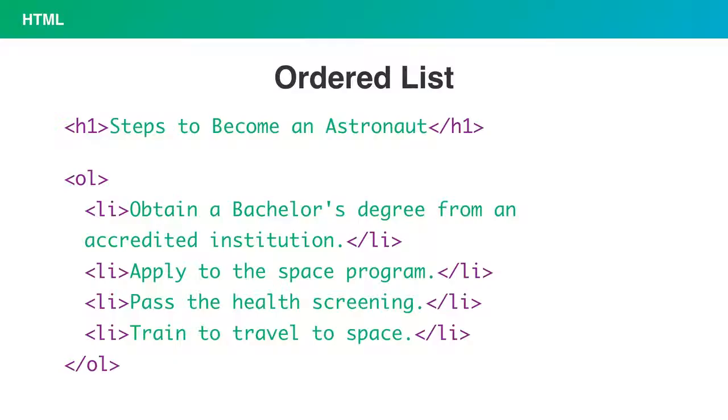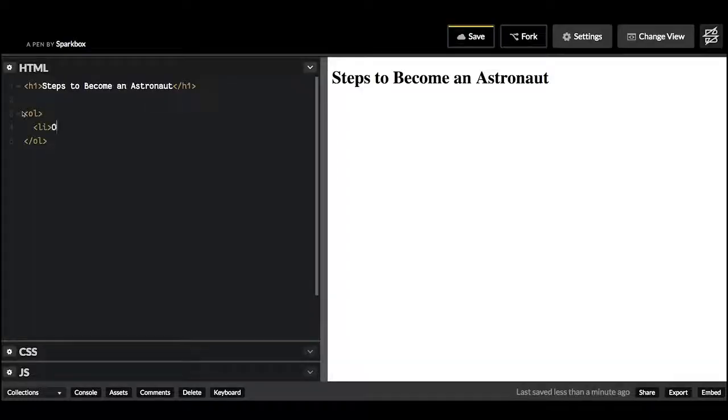You can also make ordered lists where the order does matter using an OL tag. If qualifications to become an astronaut were steps, which we've included in this example, steps to become an astronaut, then the order of the list is important, so we would use an OL tag.